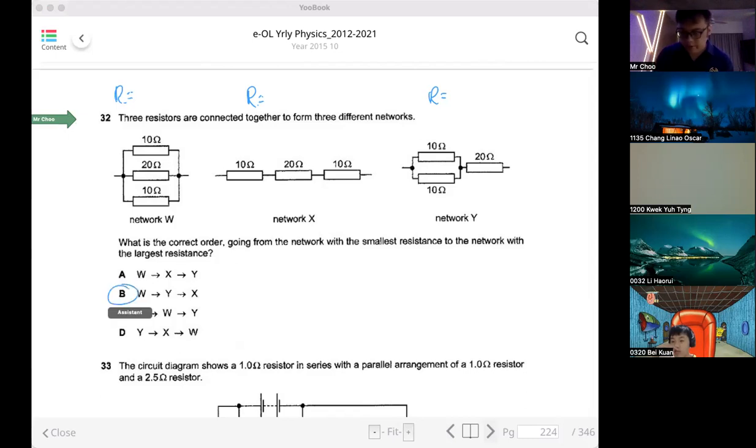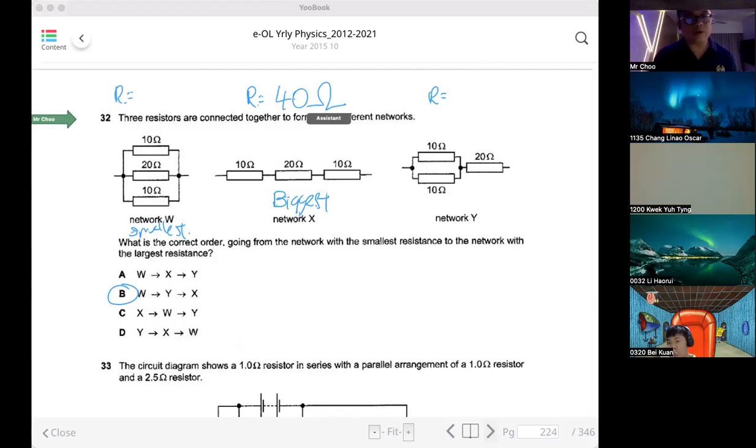We know that when in series, it will be the biggest. And if we are in parallel, they will be the smallest. So from here, you know which is the biggest and which is the smallest, and therefore your answer will be B. Just for practice, network X, you just add them together. So the resistance for network X will be 40 ohm.